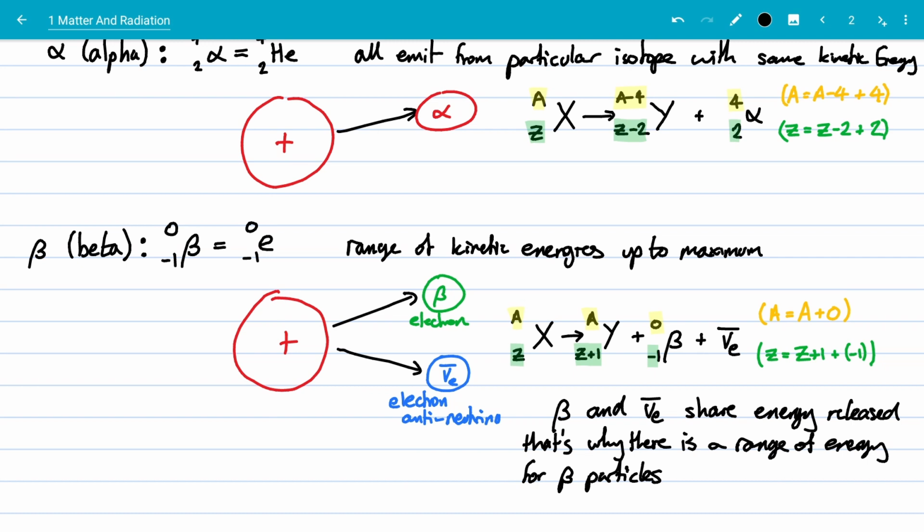So let's just read this back to make sure I didn't write something stupid. Beta and electron antineutrino share energy released. That's why there's a range of energy for beta particles.